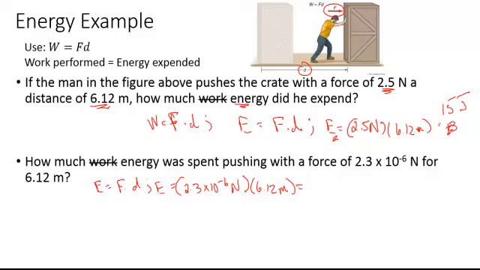I get 1.4076 times 10 to the minus 5th. I'm going to round it to 2 digits. I'm going to get 1.4 times 10 to the negative 5th. And remember we said units of energy are the same as units of work, and those units will be joules.